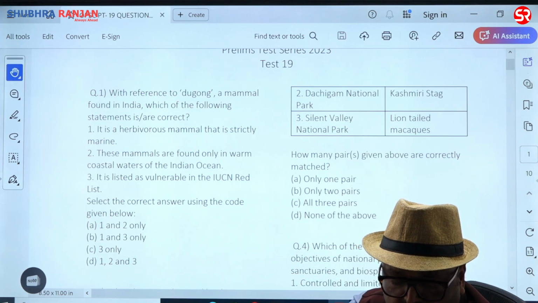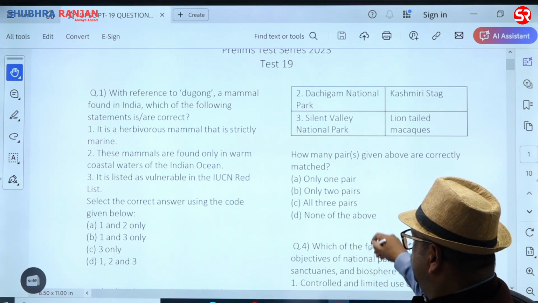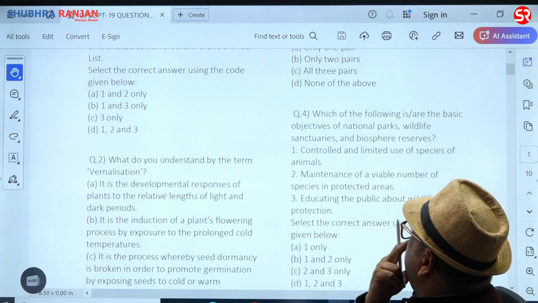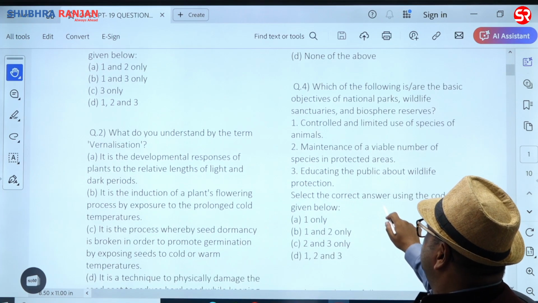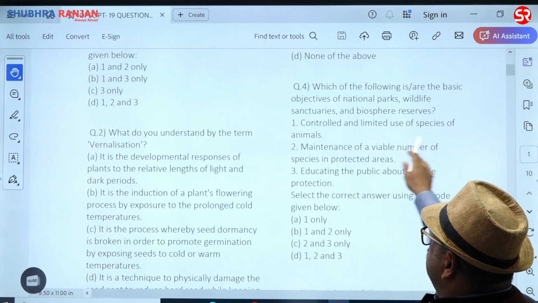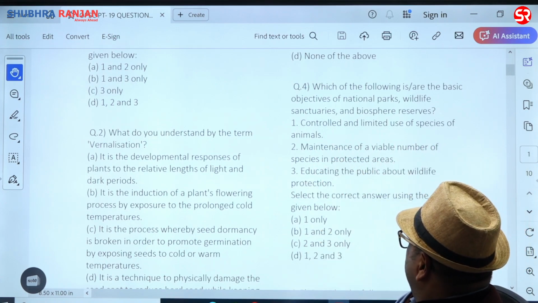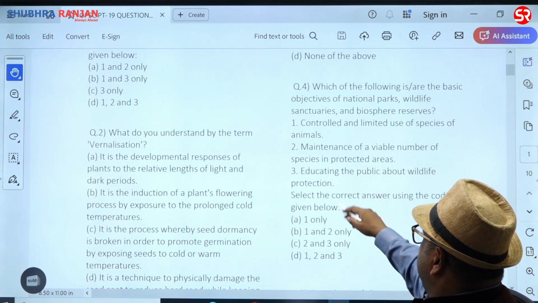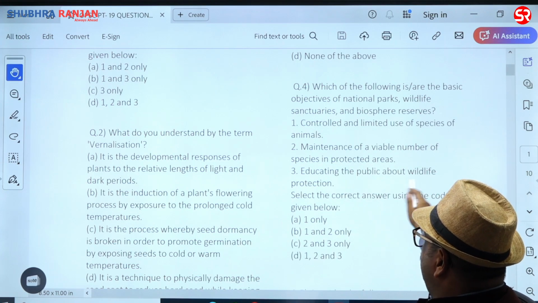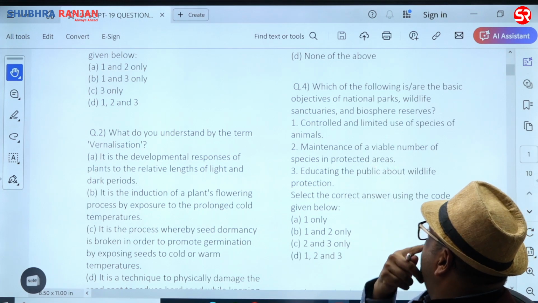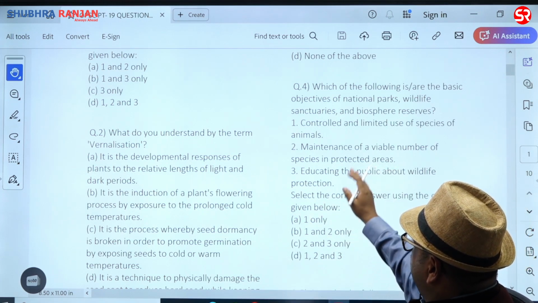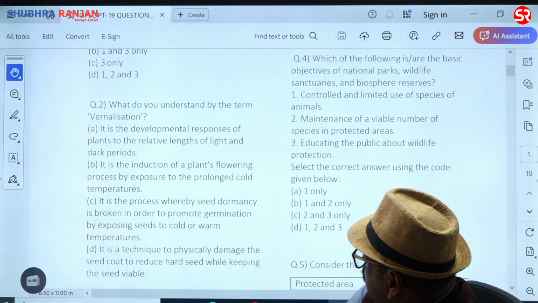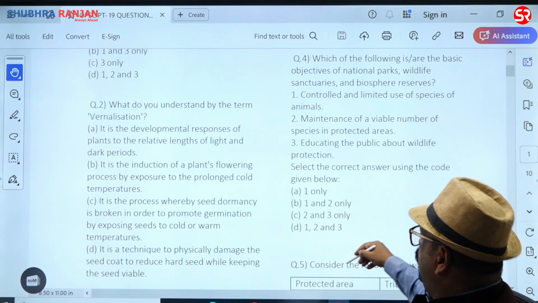Next question, question number 4. Which of the following are the basic objectives of National Park, Wildlife Sanctuary and Biosphere Reserve? Controlled and limited use of species; maintenance of the viable number of species in protected area; educating the public about wildlife protection. Some statements have language mistakes, but all the statements are objectives of protected areas. So we have 1, 2, 3, and that is D.